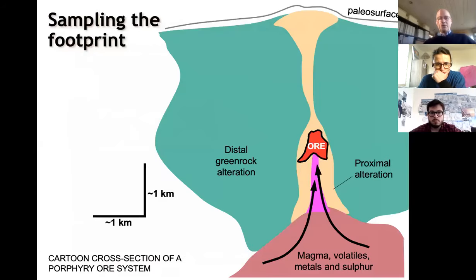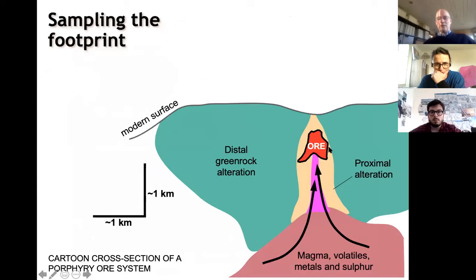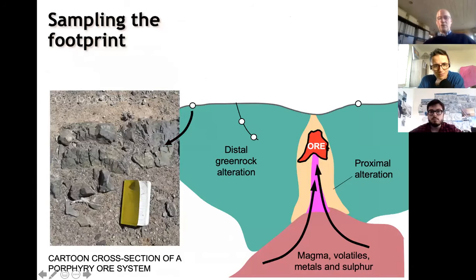So back to our cartoon, imagine now it's eroded down, but the deposit hasn't been intersected by erosion, so it's still hiding beneath the surface within its own alteration envelope. So green rocks, large extent of green rocks at surface. What we can do is obviously we can take propylitic samples at the surface, there may be a bit of shallow drilling we can get some samples from. And then what we want to be trying to do is to use the information in these samples to tell us where the center of the system is.